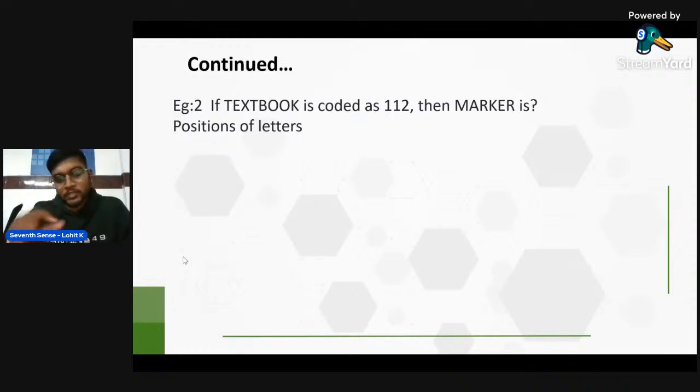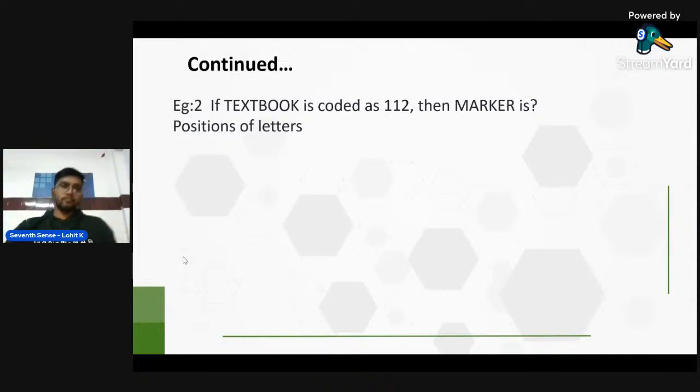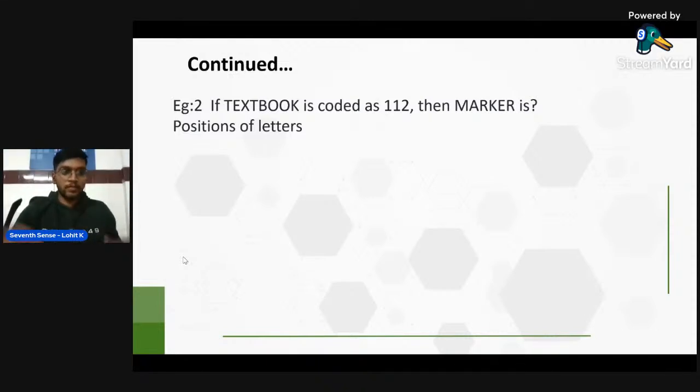Whenever it is a numbers coding, it will be much more difficult because they will be using some numbers here, and you have to see the number of each alphabet. You have to see whether they have used the sum of each alphabet, or any kind of subtraction or addition. These are the things you have to see when they are using number series, meaning the number coding questions. Here they are taking the textbook as 112, and then they are asking the answer for marker.